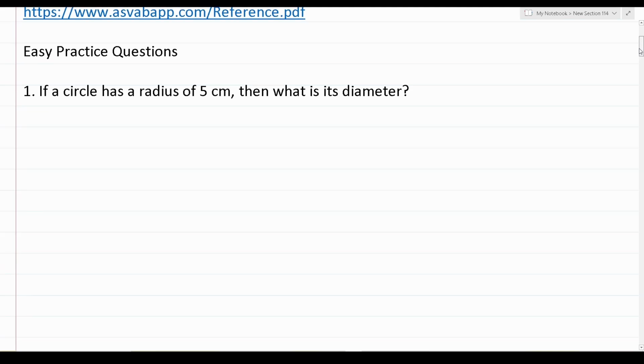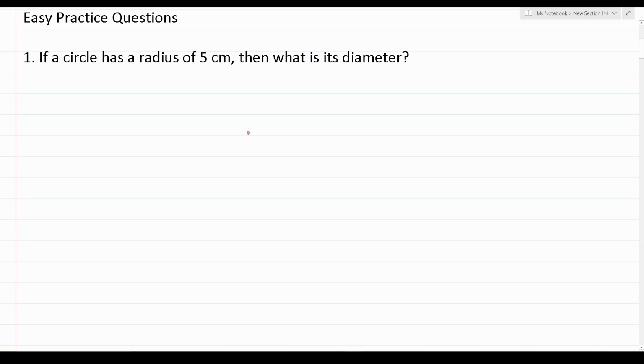As you can see, this first question says, if a circle has a radius of 5 centimeters, then what is its diameter? So we know we're dealing with a circle that has a radius, or r, of 5 centimeters. Well, just a few minutes ago, I described the relationship between the diameter and radius of a circle.